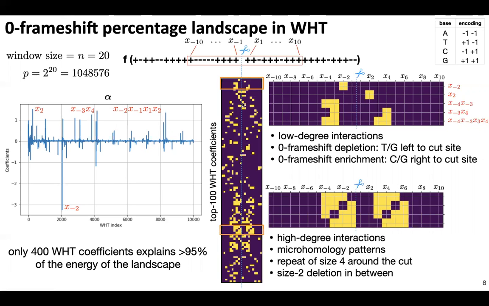Now, if we zoom into the other block, the four monomials here reveal higher order interactions that try to capture microhomologies, which are repeats of length 4 around the cut with 2 base pairs in between. So we already know from biology that these sorts of repeats are encouraged for a deletion as a result of the cut, a deletion of length 6 in this case.